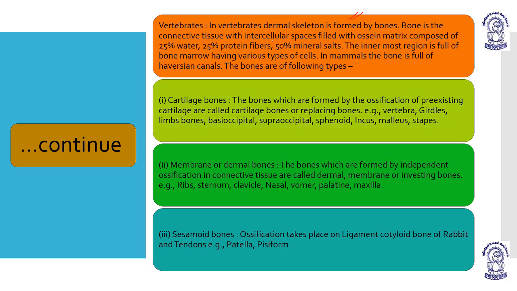Bone is a connective tissue with intercellular spaces filled with ossein matrix composed of 25% water, 25% protein fibers, and 50% mineral salts. The innermost region is full of bone marrow, having various types of cells. In mammals, the bone is full of Haversian canals. In vertebrates, the endoskeleton is basically made up of bones, and a dermal or bony skeleton is found.